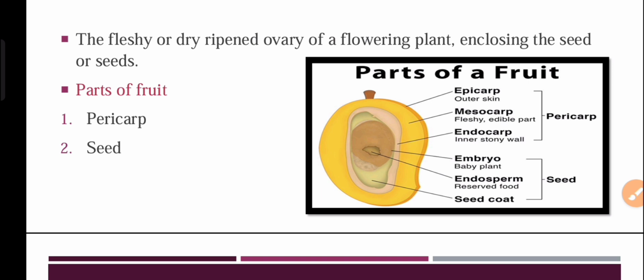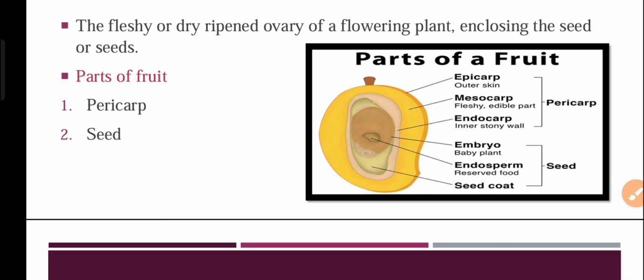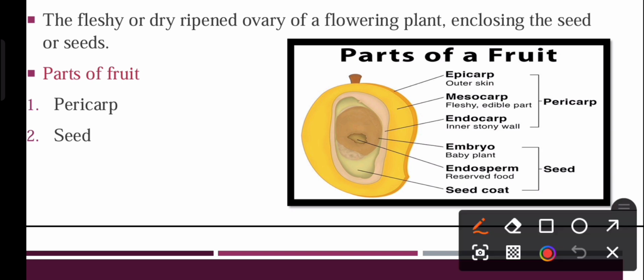Coming to what a fruit is: a fruit is a fleshy or dry ripened ovary. It is the gynoecium part of a flowering plant, enclosing the seed or seeds. It may have only one seed, or it may have many seeds. Coming to the parts of fruit, we can see two main parts: the pericarp and the seed.